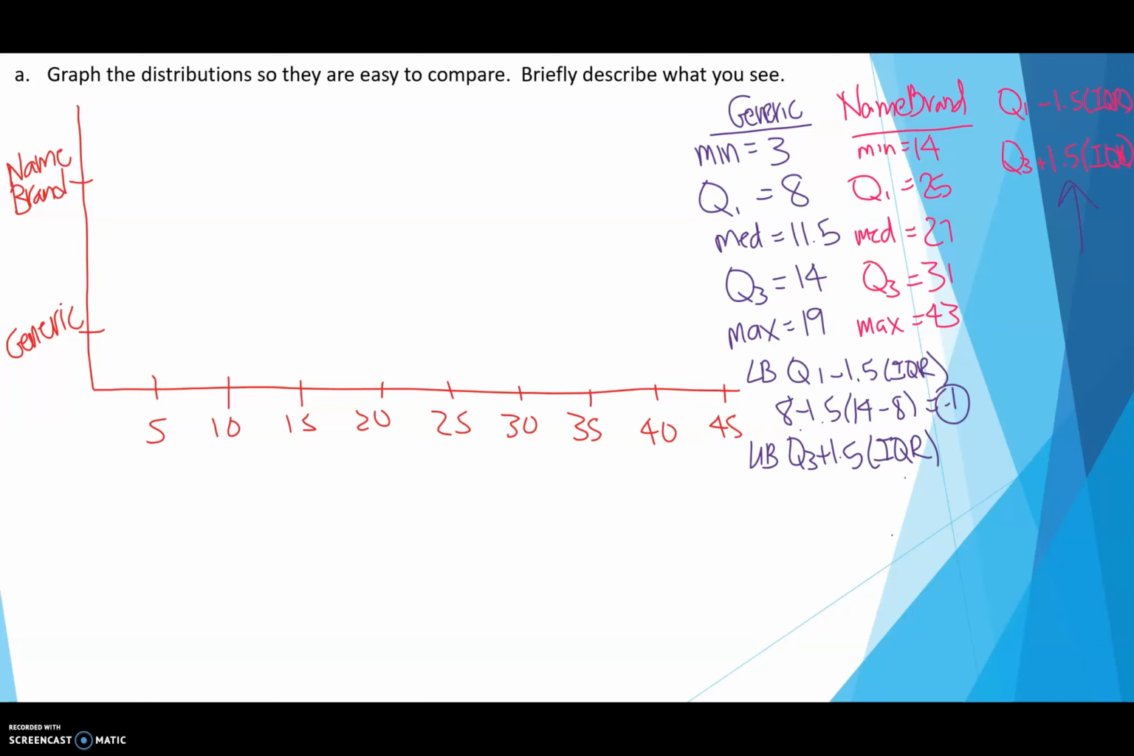So Q3 is 14 plus 1.5 times 14 minus 8. So let's see what we got. 14 plus 1.5 times 6 is 23. All right, so I'm going to go back over here.